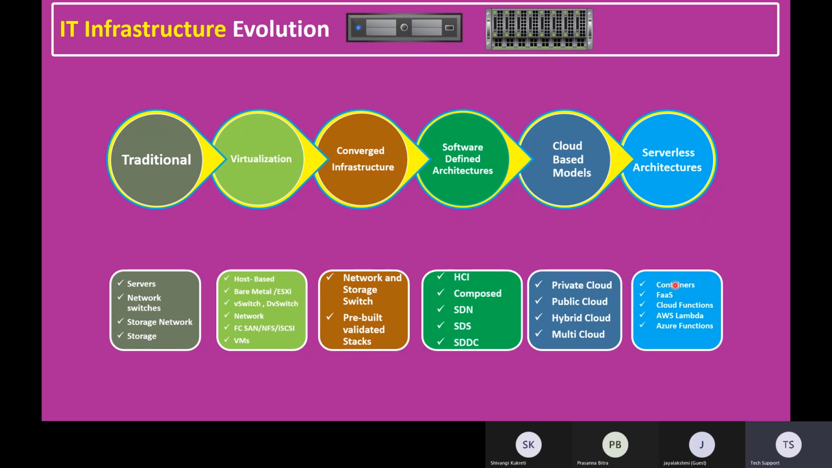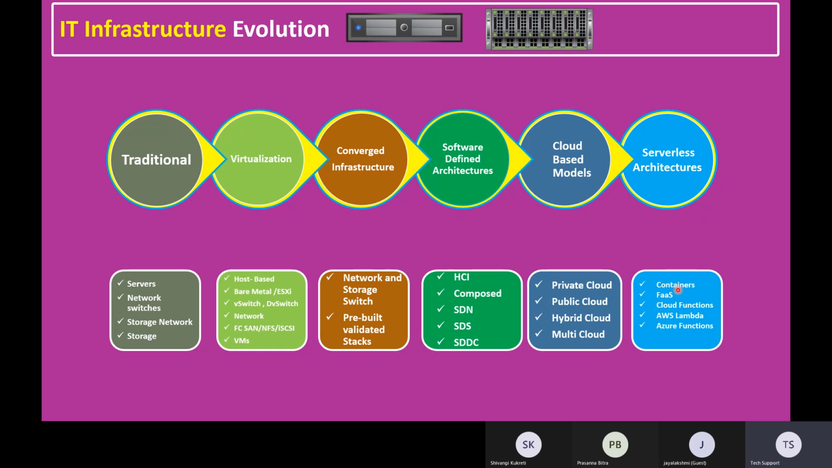Similarly, VMware also has its own container software, named VMware Tanzu. And if you are using Amazon AWS as your public cloud, the public cloud also has its own container software, named Amazon EKS, Elastic Kubernetes Service.